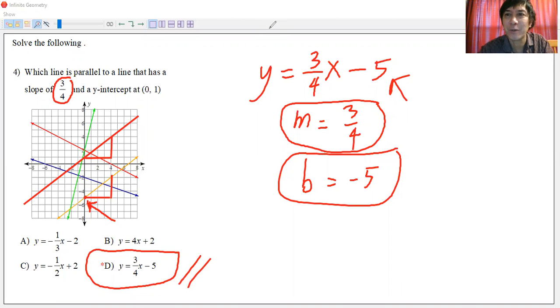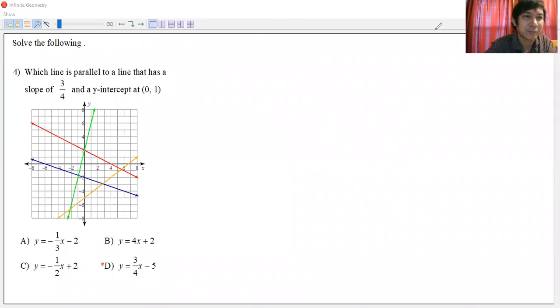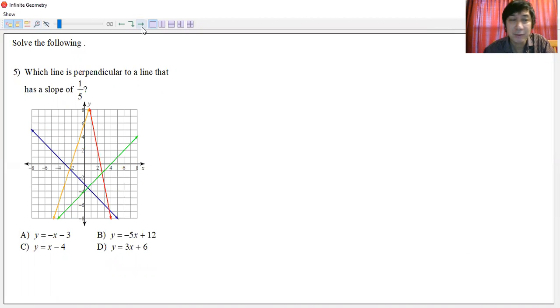All right, so let's have number 5. Let's continue with number 5. All right, here's number 5. Which line is perpendicular to a line that has a slope of 1/5?